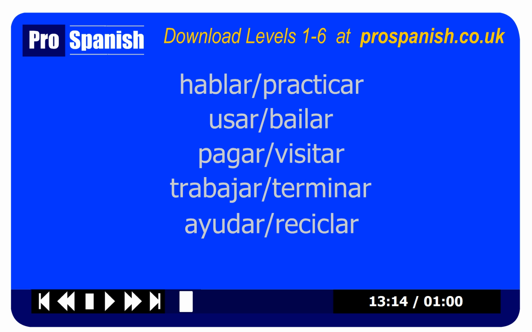Bailar. Bailar is to dance. Bailar, to dance. Pagar is to pay. Pagar, to pay. Not too tricky to remember that one. Visitar. Visitar is to visit. Notice that the V is pronounced like the letter B. Visitar, to visit.